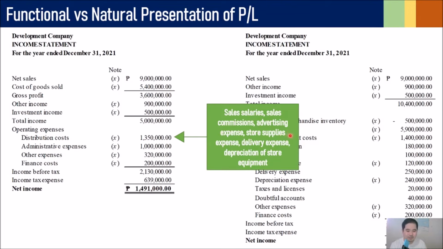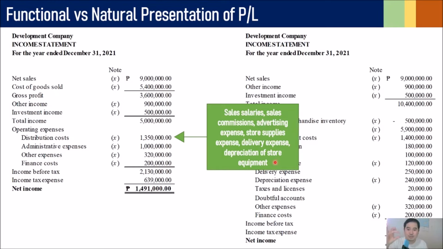And then, syempre, meron ka sa store area, sa selling area na supplies. So, store supplies expense. Delivery expense ng mga products natin. And sa mismong store area, meron pong equipment doon, yung depreciation nun. So, kung titingnan nyo mabuti, ang mga nature niya: salaries, advertising expense, delivery, depreciation. Yun yung nature niya.